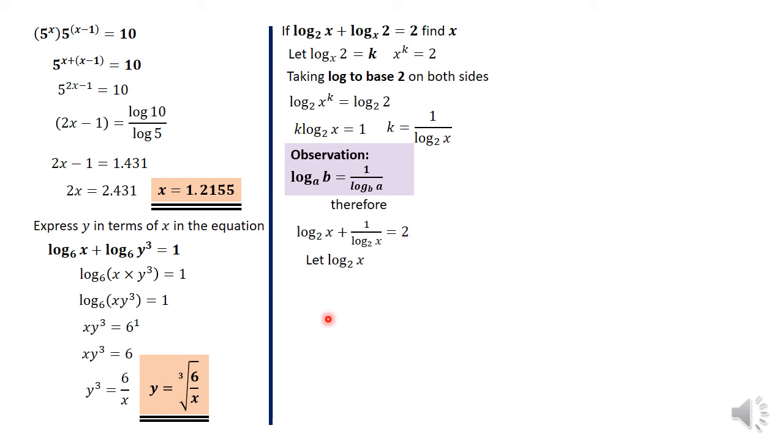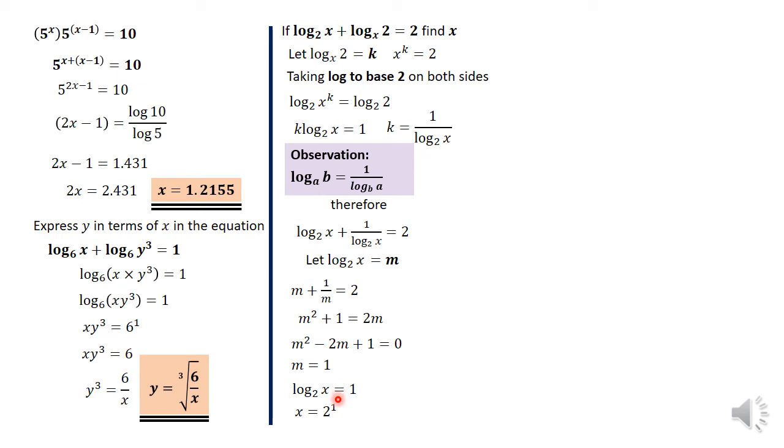We can let log of x to base 2 be, say, m, and therefore now we have m plus the reciprocal of m is equal to 2. That becomes a quadratic equation, which is simplified to get m squared minus 2m plus 1 is equal to 0. So for m, you get m is 1. This looks like a perfect square. So if m is 1, therefore, we're going to say log of x to base 2 is 1. Since what was m? M was log of x to base 2. Now we're saying it's 1, and there it is.